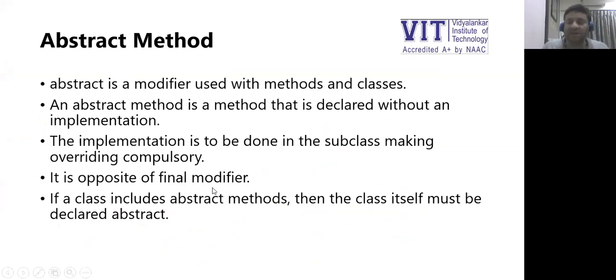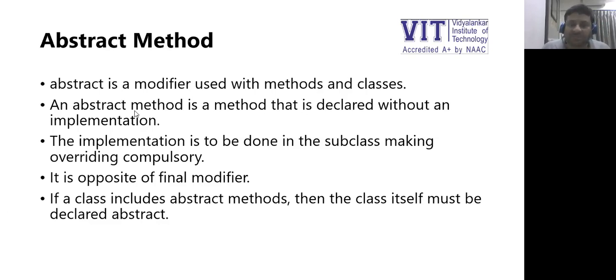It is the opposite of final, because if a method is declared as final, it cannot be overridden in the derived class. But if a method is declared as abstract, it must be overridden in the derived class. If a class includes an abstract method, then the class itself must be declared as abstract. That's what we said.